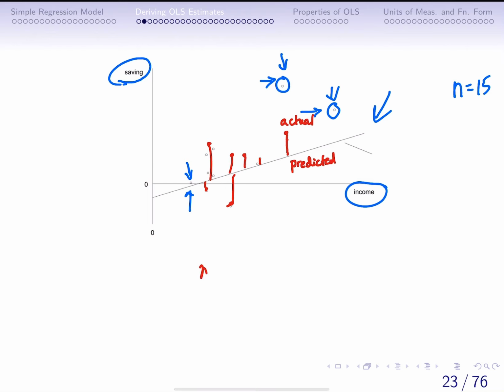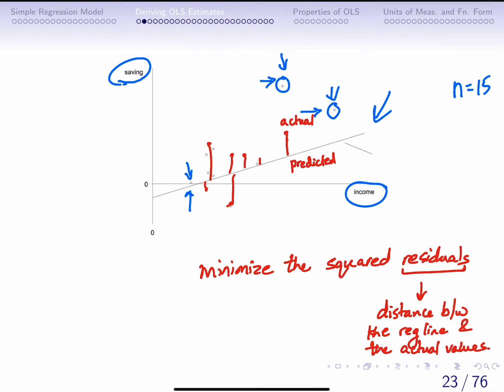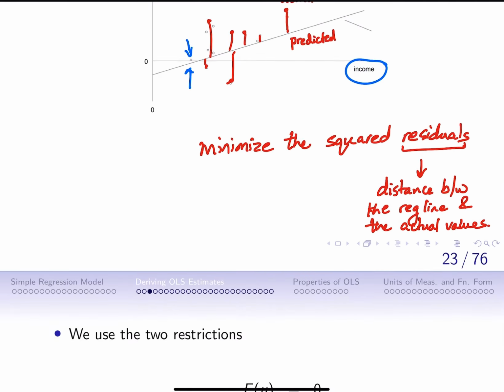What we want to do is minimize the squared residuals, right? We'll see this later, how we minimize the squared residuals. Residuals here are basically this distance between the regression line that we are trying to fit through this data and the actual values. So that's what we want to run with, okay?